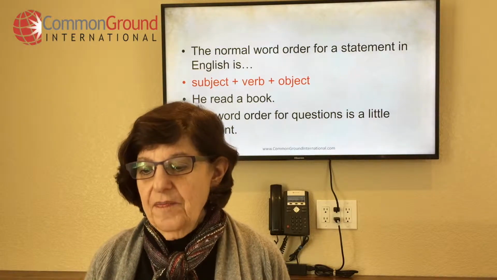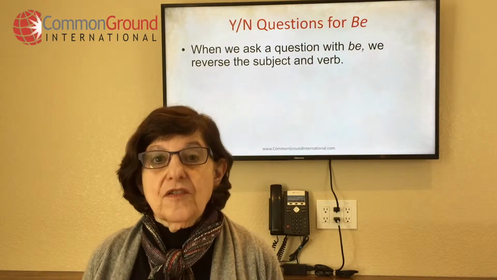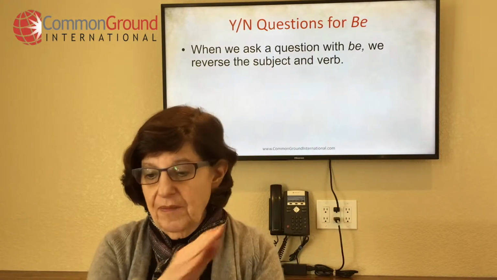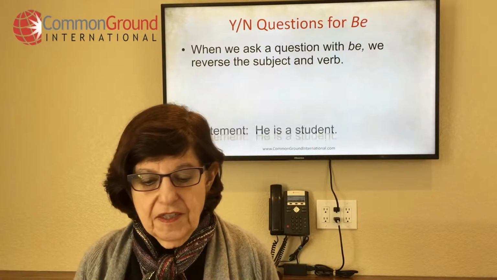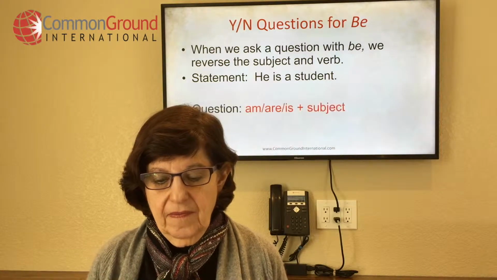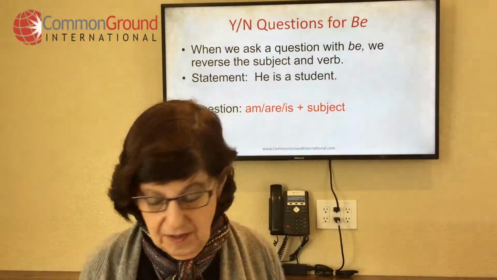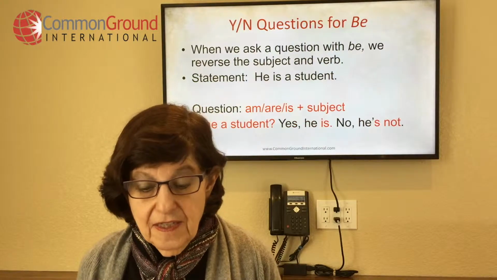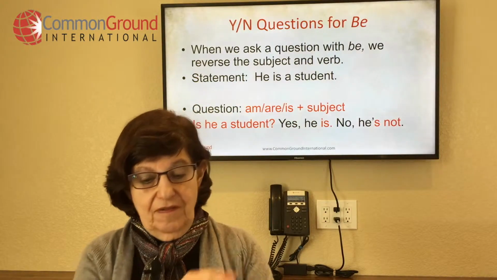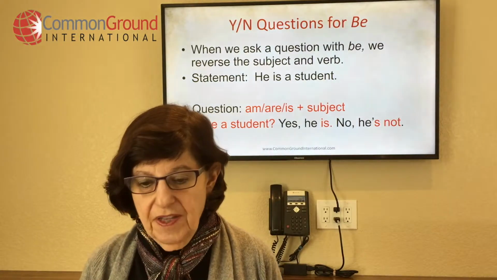Let's look at the be verb first of all, because the be verb is different. When we ask a question with the be verb, we reverse subject and verb. Statement: he is a student. Question: am, are, or is plus subject, so we say, is he a student? We reverse subject and verb. We go verb, subject. Yes, he is. No, he isn't.